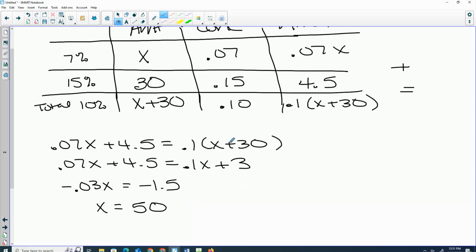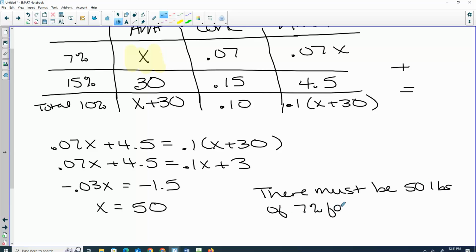The question was how many pounds of the 7%, and if I look, that's what X represented. So there must be 50 pounds of 7% fat hamburger.